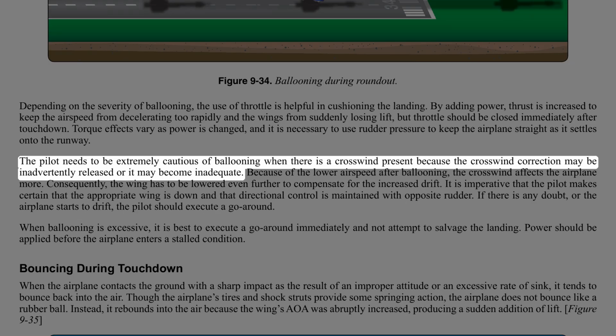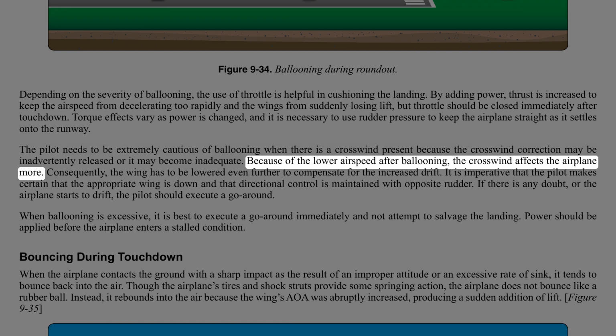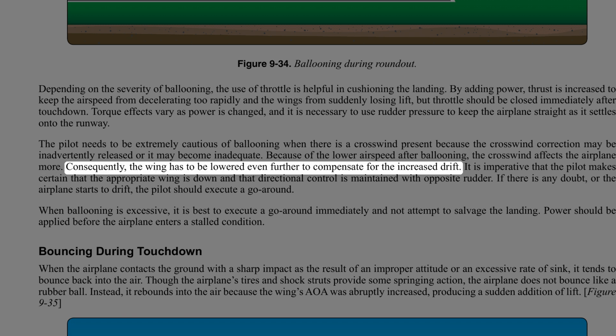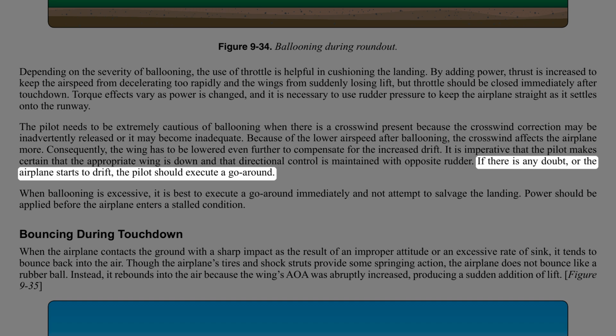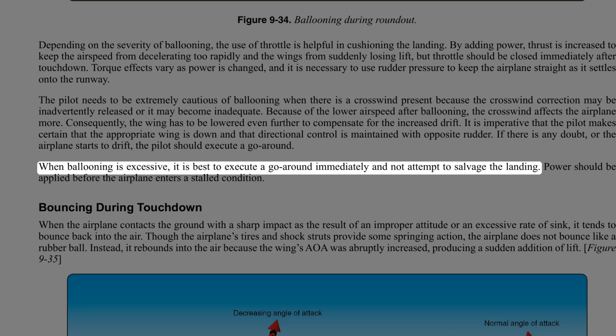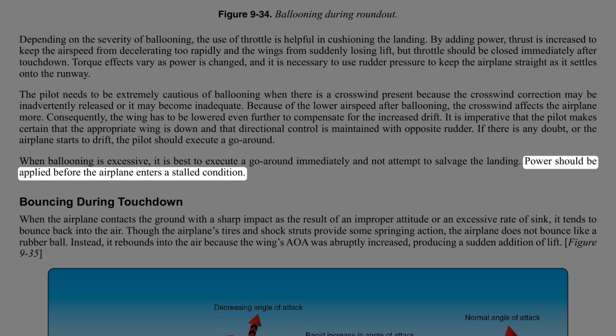The pilot needs to be extremely cautious of ballooning when there is a crosswind present because the crosswind correction may be inadvertently released or it may become inadequate. Because of the lower airspeed after ballooning, the crosswind affects the airplane more. Consequently, the wing has to be lowered even further to compensate for the increased drift. It is imperative that the pilot makes certain that the appropriate wing is down and that directional control is maintained with opposite rudder. If there is any doubt, or the airplane starts to drift, the pilot should execute a go-around. When ballooning is excessive, it is best to execute a go-around immediately and not attempt to salvage the landing. Power should be applied before the airplane enters a stalled condition.